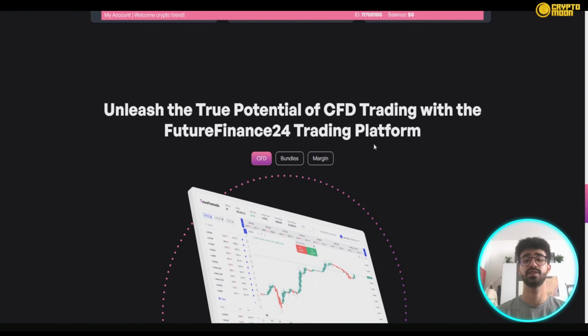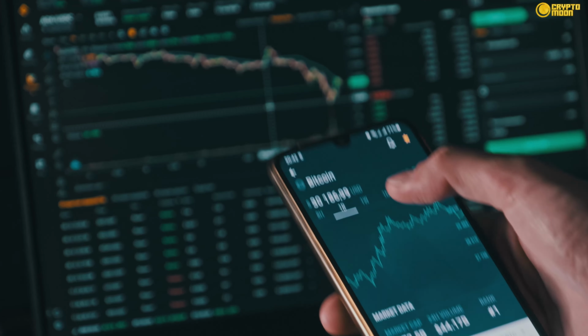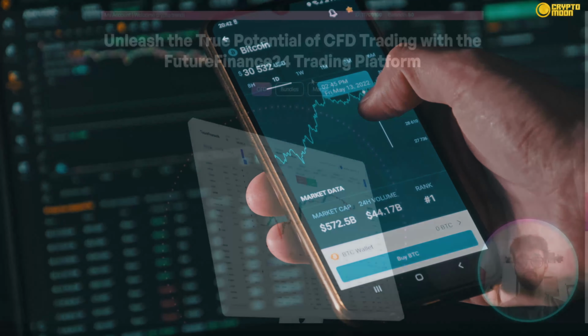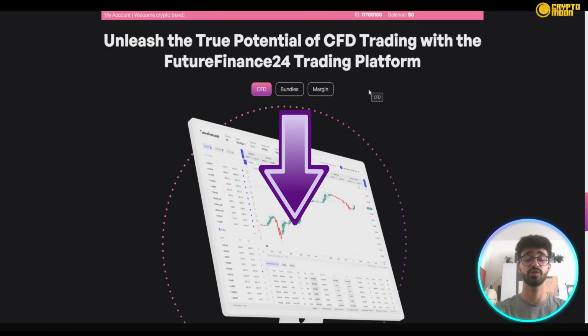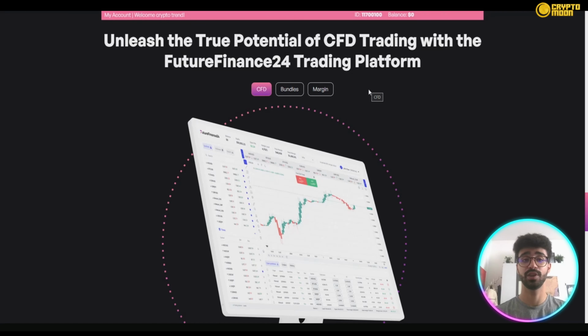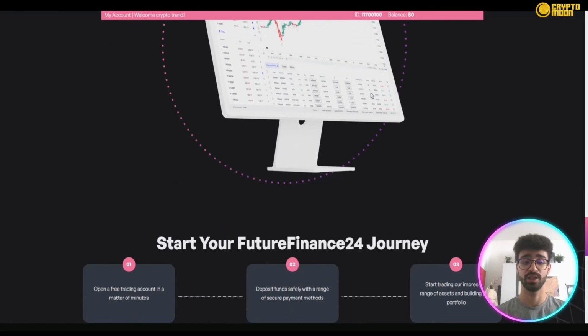Unleashing the true potential of CFD trading with the FutureFinance24 trading platform. Of course, CFD is a really important matter while trading, and of course on Future you can be trading and doing CFD trading. Of course, there is bundles and there is margin. If you want to check out more of this information, you could be checking the link in the description below. We'll be putting everything in detail, so you could be just checking it out.